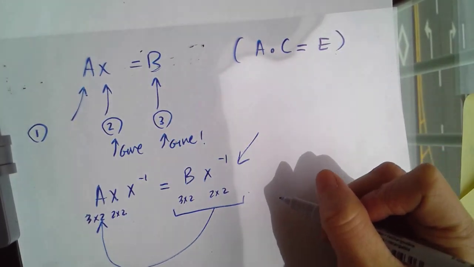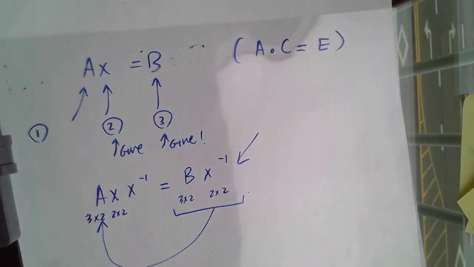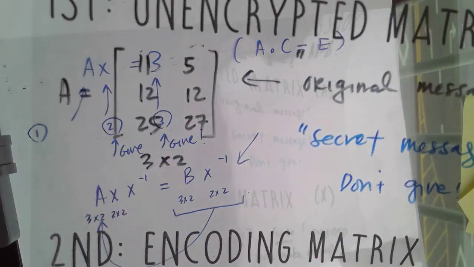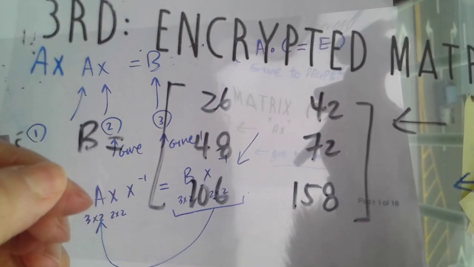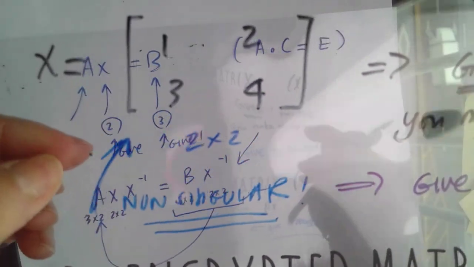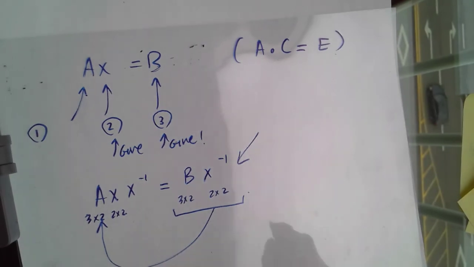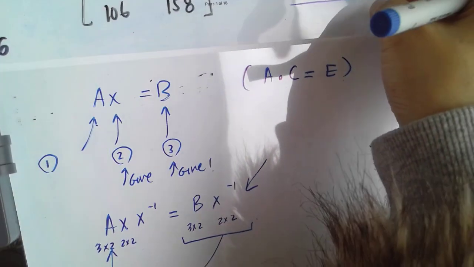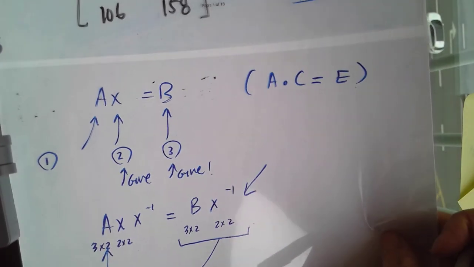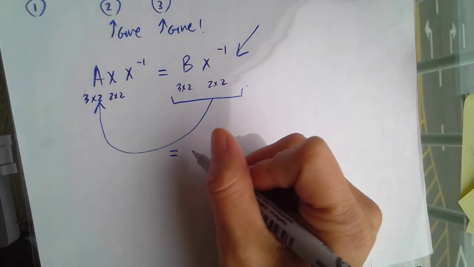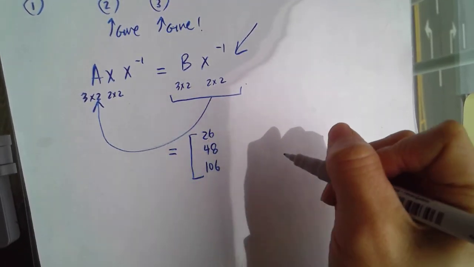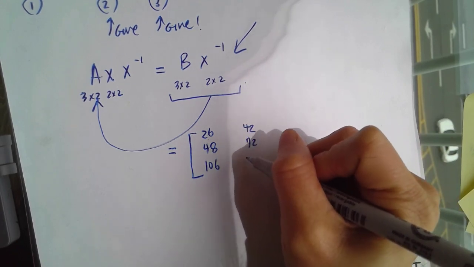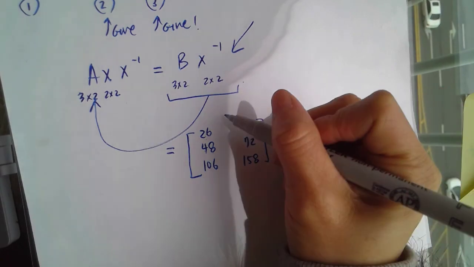So I'm going to take my B, which was the product of my A and X. I'm going to show you that. My A was this, my X was this, but my B was this. So I take my B and I multiply by the inverse of X. Okay? You can take your calculators, okay? So what you do is, I'm going to multiply my B. My B was 26, 48, 106, 42, 72, 158. Okay, that's my B matrix.